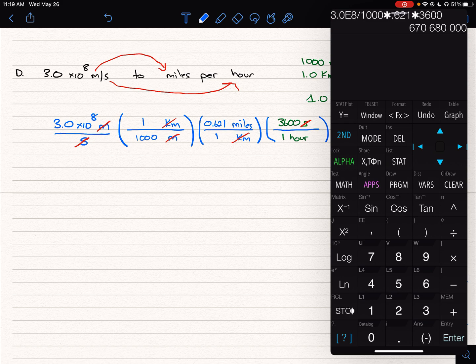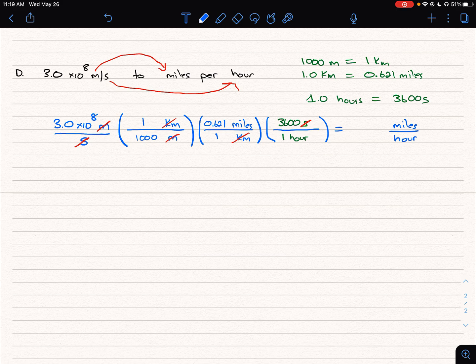this number here, which if we change to scientific notation, you can see 6.7 times 10 to the 8th. So we get 6.7 times 10 to the 8th miles per hour. So the speed of light is 6.7 times 10 to the 8th miles per hour.